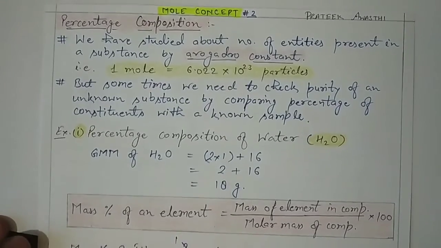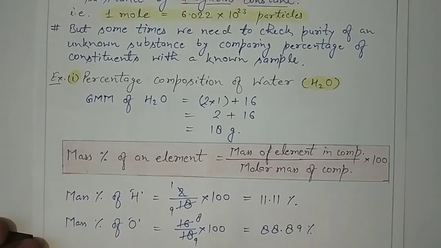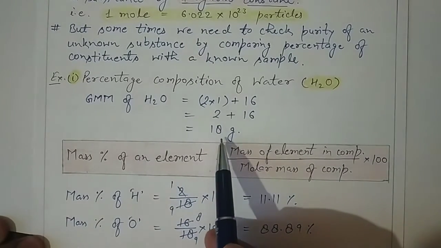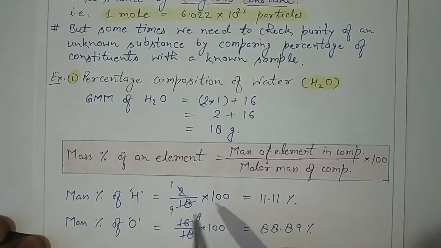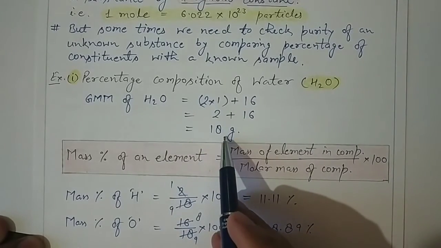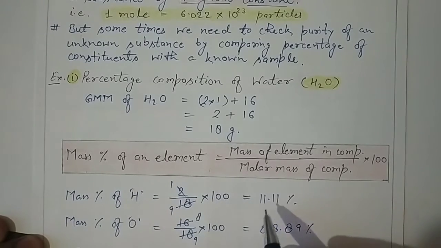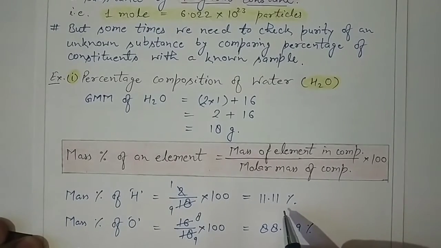So let's see how much percentage we will get. The mass of hydrogen present in H2O is 2. So 2 upon 18, that is the molecular mass, 2 upon 18 into 100. By the calculation, we get the value 11.11%.